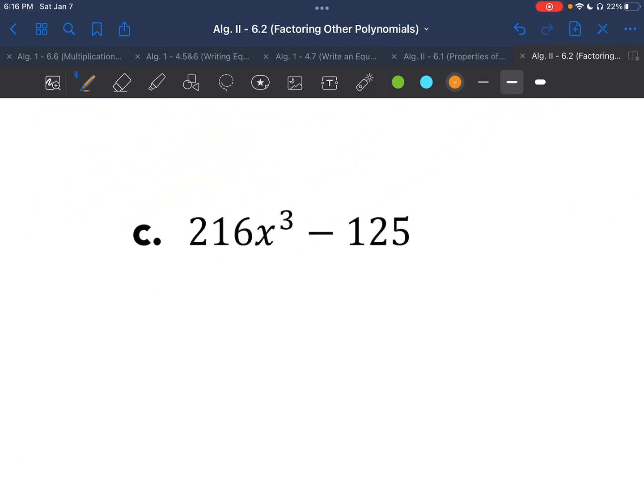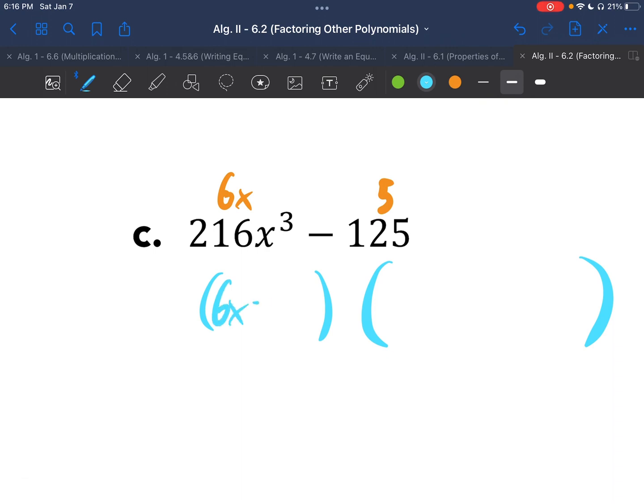Now on to C. 216x cubed is 6x times 6x times 6x. 125 is 5 times 5 times 5. Also, I think I said squared a moment ago, but that's cubed. And so we have a difference of two cubes here. So binomial, trinomial. The binomial is going to be 6x minus 5. The two minus each other.